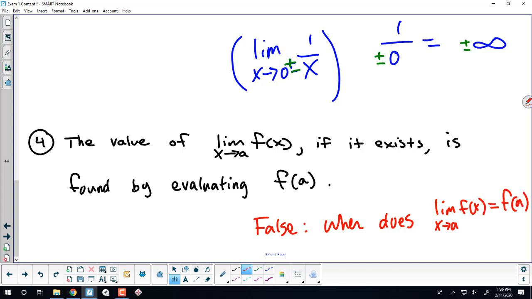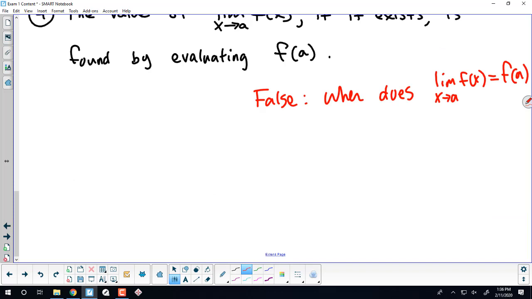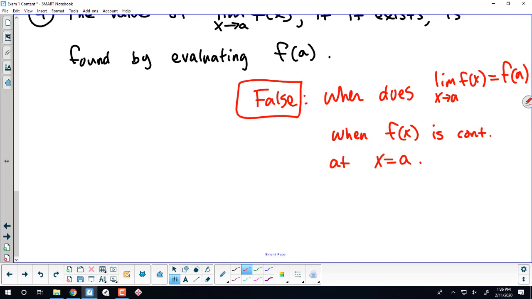When it's continuous. Good, when it's continuous at a, right? When the function is continuous at a. When f of x is continuous at a. But right, the answer is false. Or the statement rather is false.